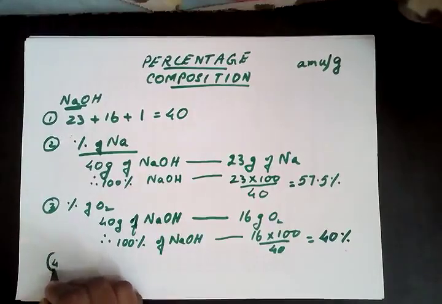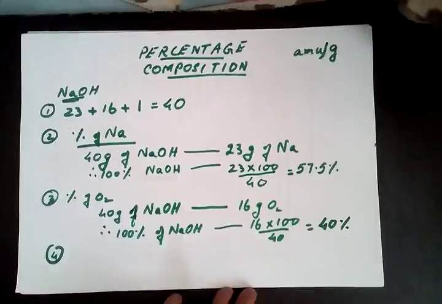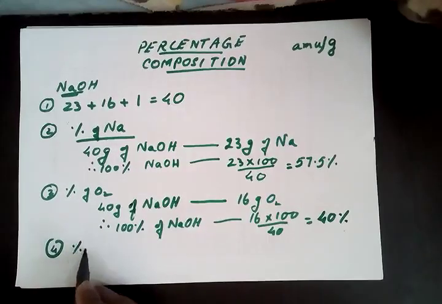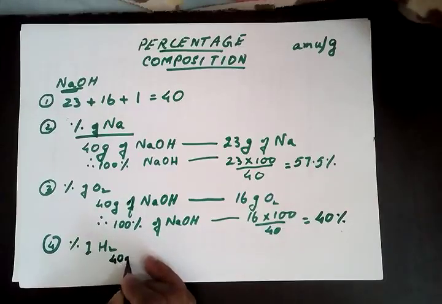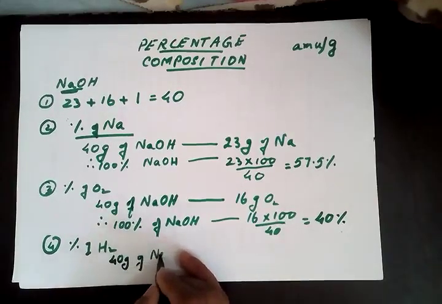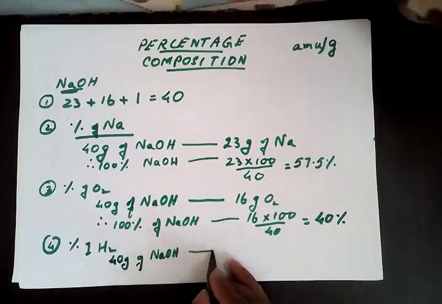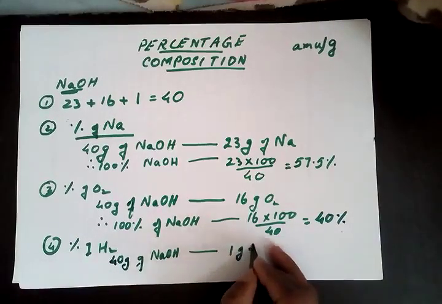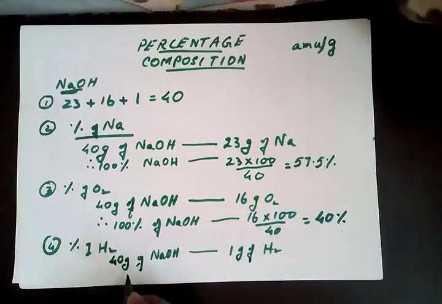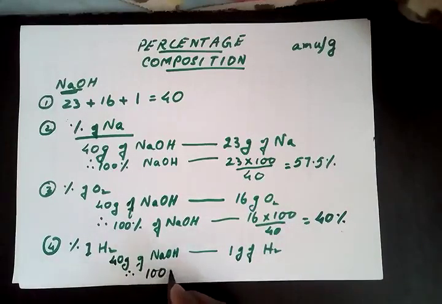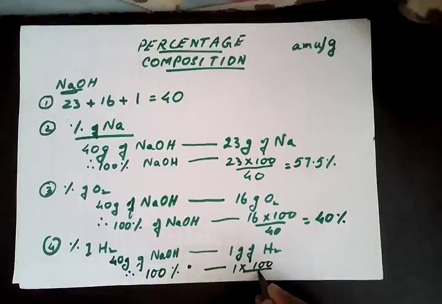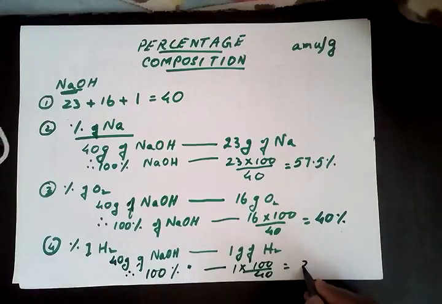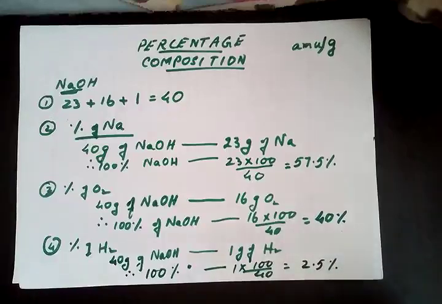The last step, if I have to calculate the percentage of hydrogen: 40 grams of sodium hydroxide contains 1 gram of hydrogen. Therefore, 100%, that is 100 grams of sodium hydroxide, should contain 1 into 100 divided by 40. You end up with a value of 2.5%.